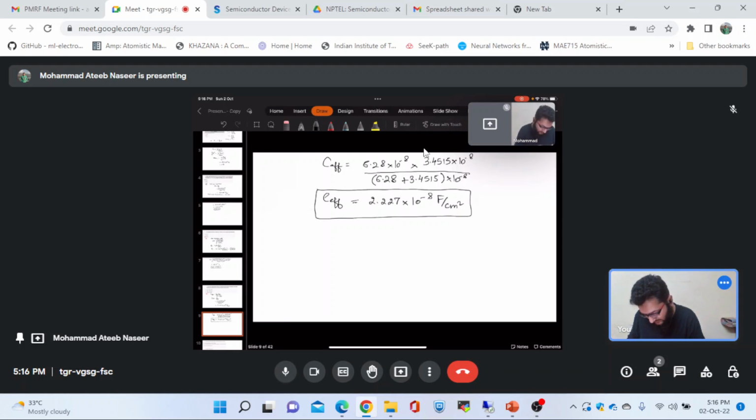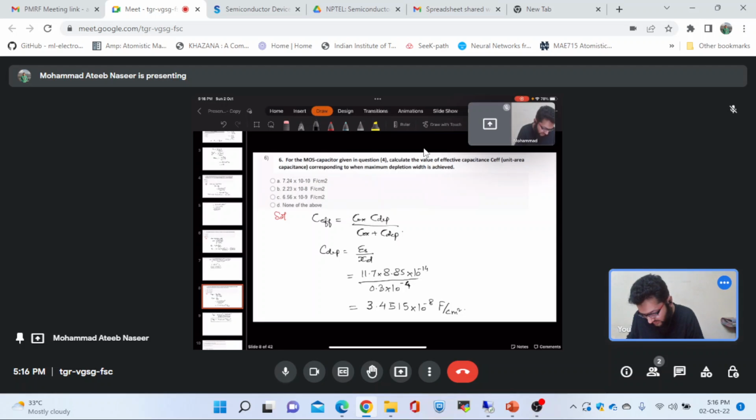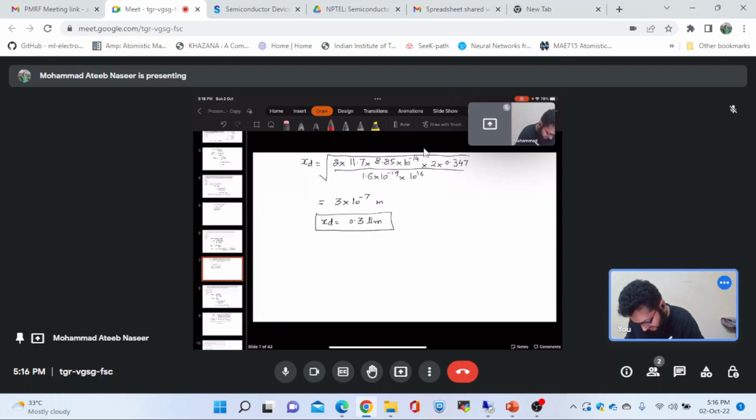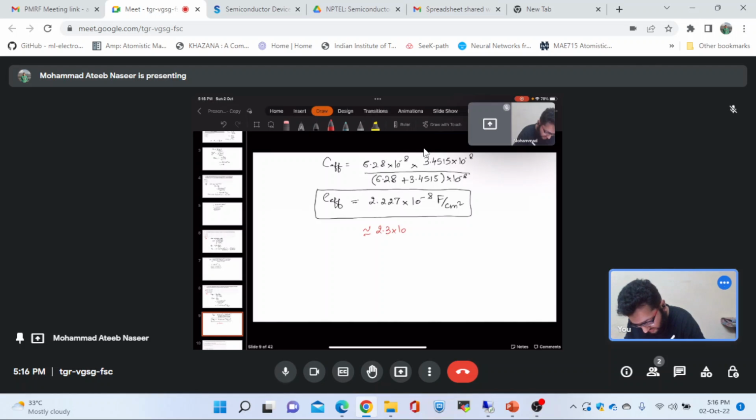Now let me check the options. The only option that matches our results is 2.23 into 10 raised to the power minus 8. So we are close to this. So we will write it like this. This is approximately equal to 2.23 into 10 raised to the power minus 8 farad per centimeter square.